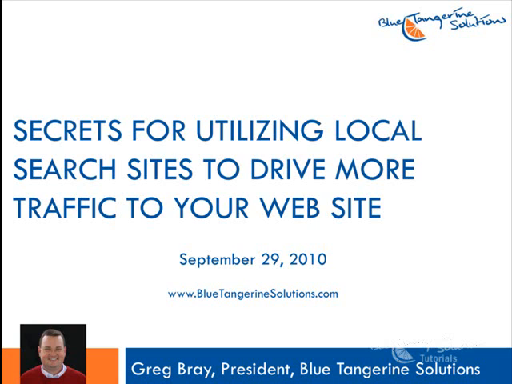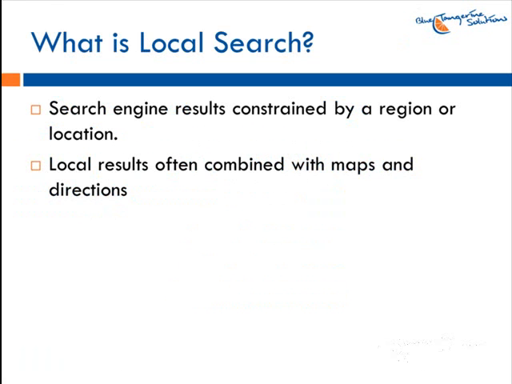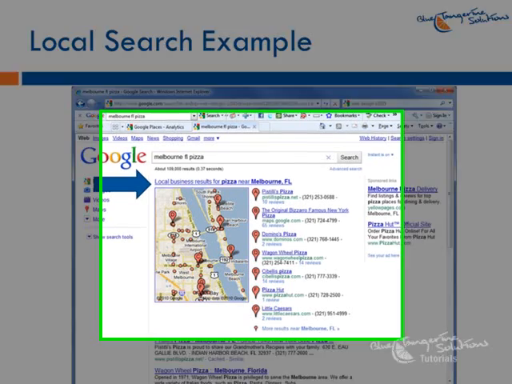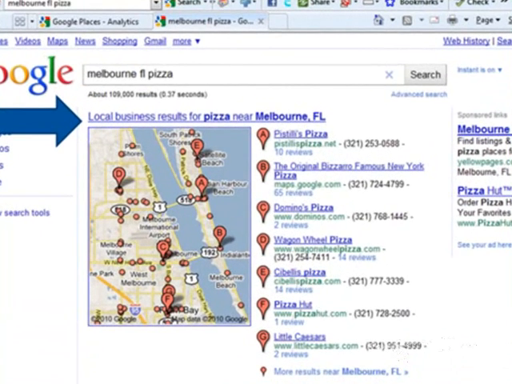Well, first of all, when we talk about local search, what are we talking about? Usually when we refer to local search, what you're talking about are search engine results that have to do with a location. Here's the example. Blue Tangerine Solutions is located in Melbourne, Florida, and so I did a quick search for pizza in Melbourne, FL. And you can see here that at the top of the search results page in Google, we have this local business results. And we've got a map, and then you've got a half dozen results next to that map that are actually marked on the map and have those links. So those are the local search results.